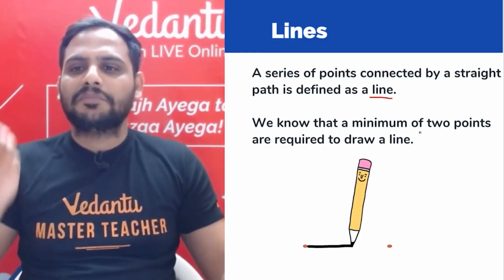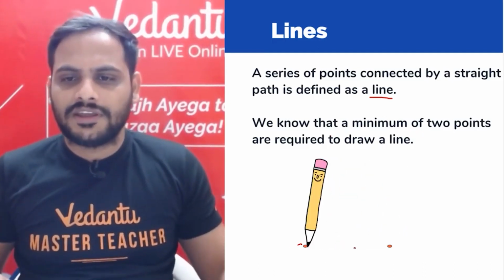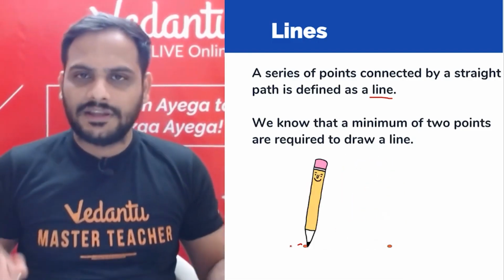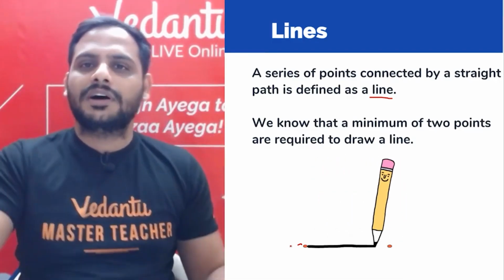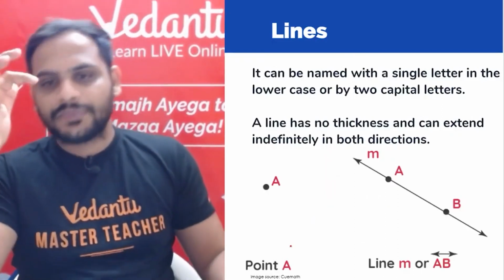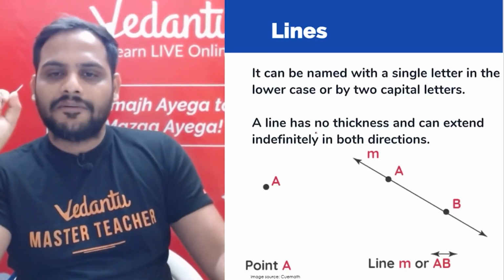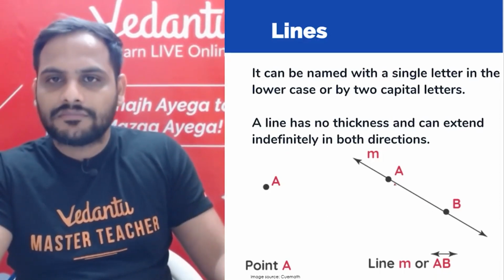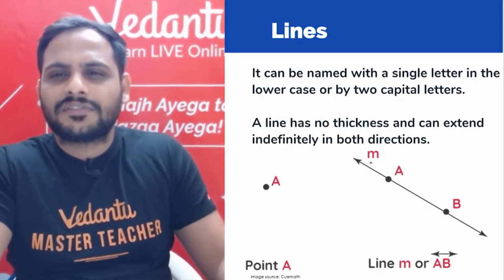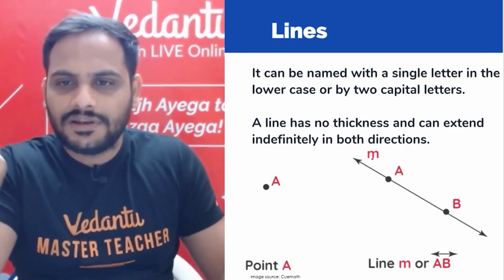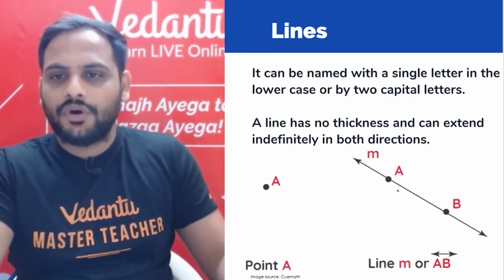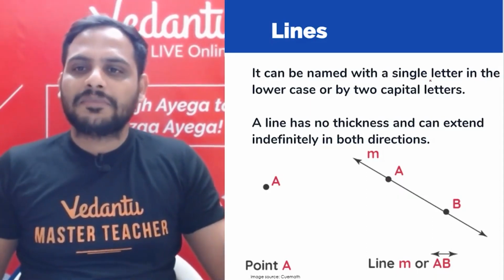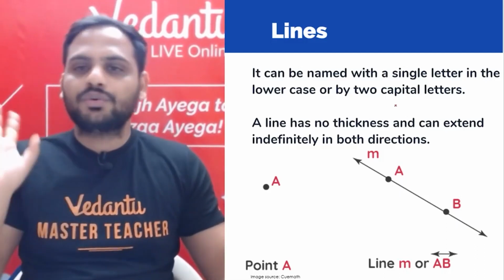So we know that a minimum of 2 points are required to draw a line. If I give you 2 points, you can easily join them and you'll get a line. Now remember the naming of a line: either we give the line the name AB, or we can give a small letter as well, say M, so a line M, or I can say those endpoints, a line AB. So it can be named with a single letter in lowercase or by 2 capital letters.